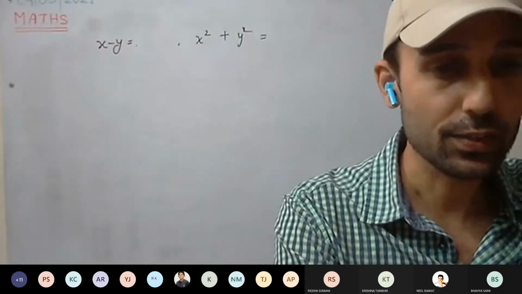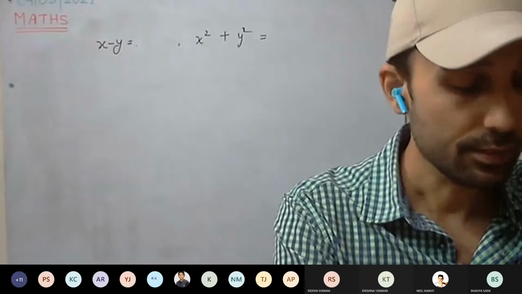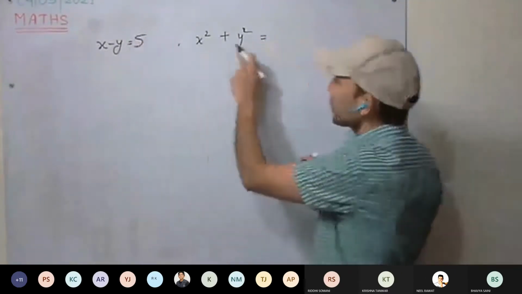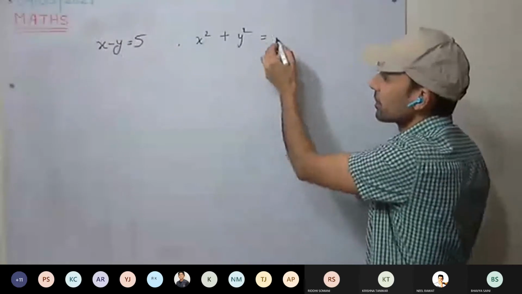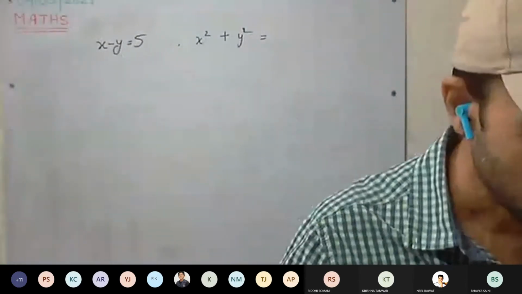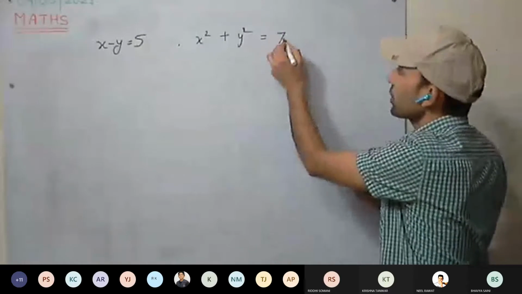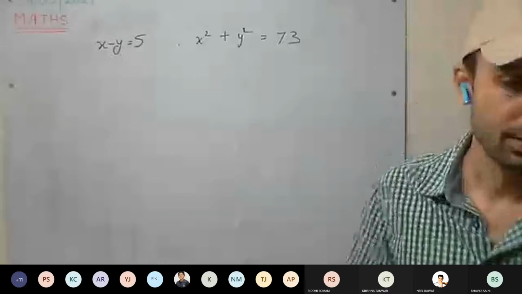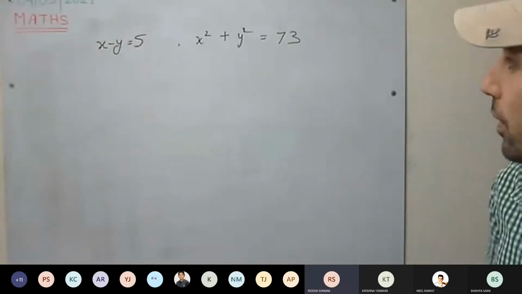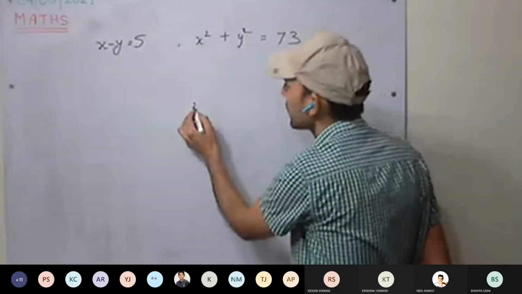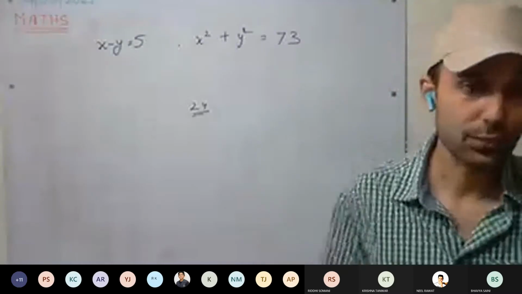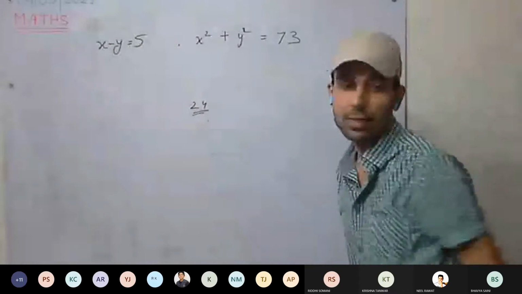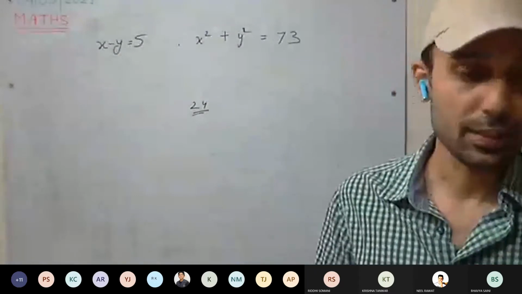Okay, 16th one, do it fast. Have you solved? x minus y equal to 5. x square plus y square, how much is given? The sum of the squares is 73. Have you calculated? Yes, sir, 24 is the answer. Good. Anyone in class who hasn't got the answer for this? It is the same as the 15th question.